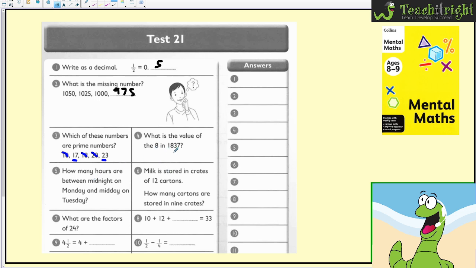What's the value of the 8 in 1823? That's the important bit, and the answer is 800. It's an 800. How many hours are between midnight on Monday and midday on Tuesday?